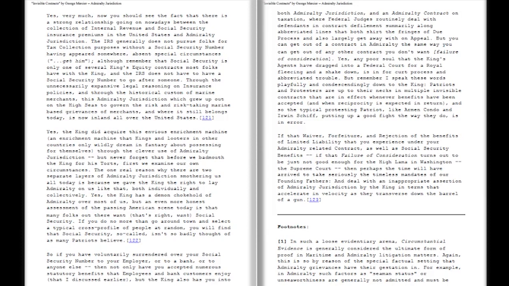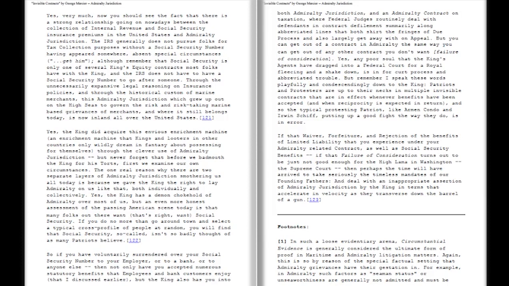If that waiver, forfeiture, and rejection of the benefits of limited liability that you experience under your admiralty-related contract, as well as Social Security benefits, if that failure of consideration turns out to be just not good enough for the High Llama in Washington, the Supreme Court, then perhaps the time will have arrived to take seriously the timeless mandates of our founding fathers, and deal with an inappropriate assertion of admiralty jurisdiction by the king in terms that accelerate in velocity as they traverse down the barrel of a gun.